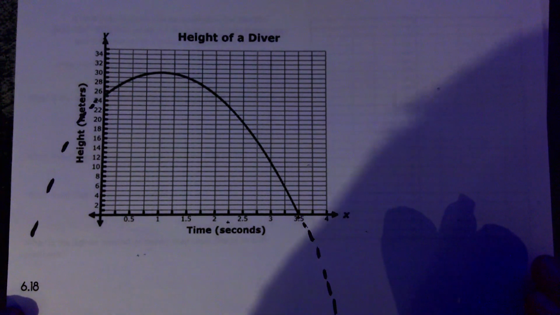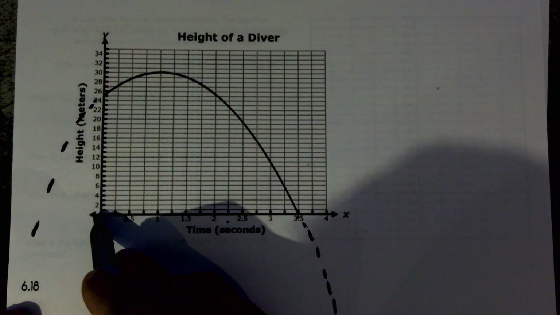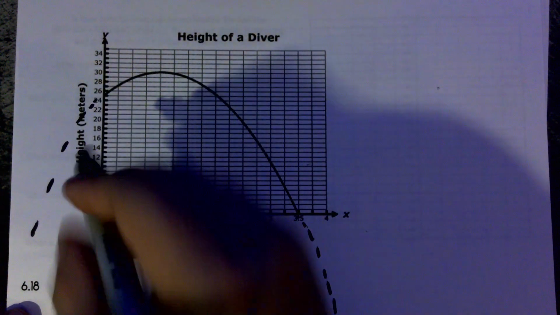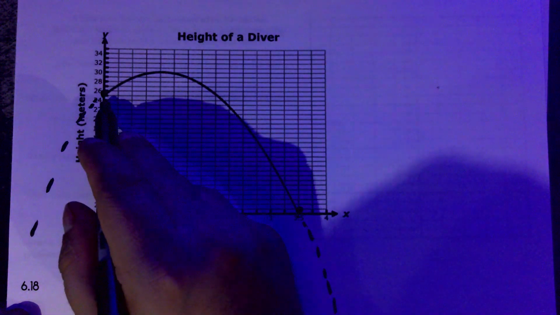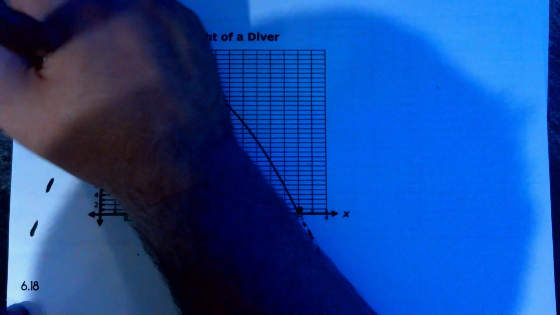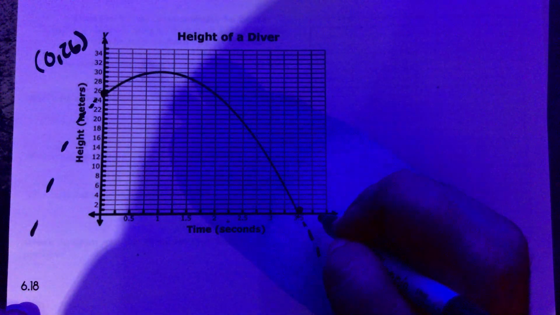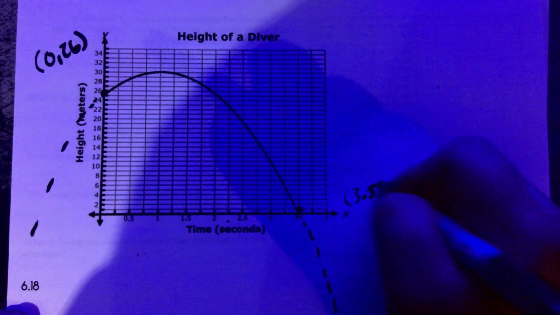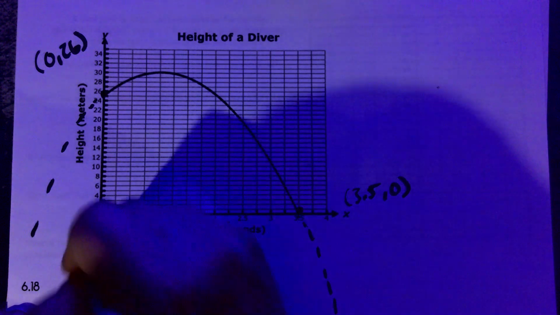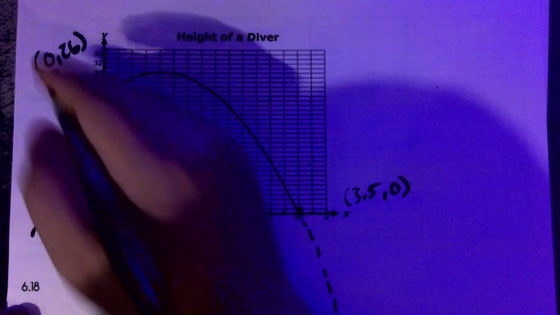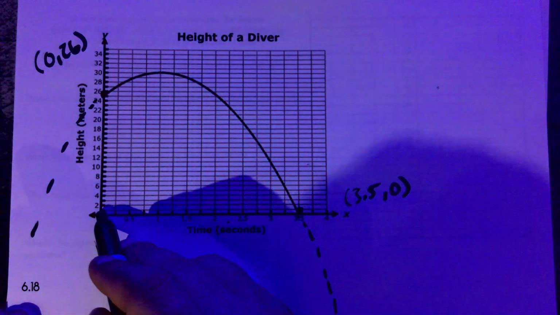So the first thing I like to do is identify the domain. The domain here, it starts here. You can even write this as a point. It ends at this point. It starts here. This point is (0, 26). And this is (3.5, 0). So it starts here on the x. This is the domain of 0. Okay, it doesn't start at 26. The x value of that 26 is 0.